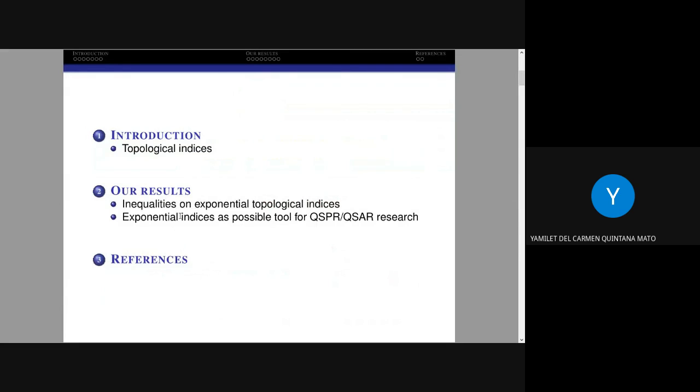My plan is to present to you some short introduction about topological indices, and then show our main result about inequalities on exponential topological indices, and some numerical experiments associated to those indices, and finally show a list of references used in this presentation.